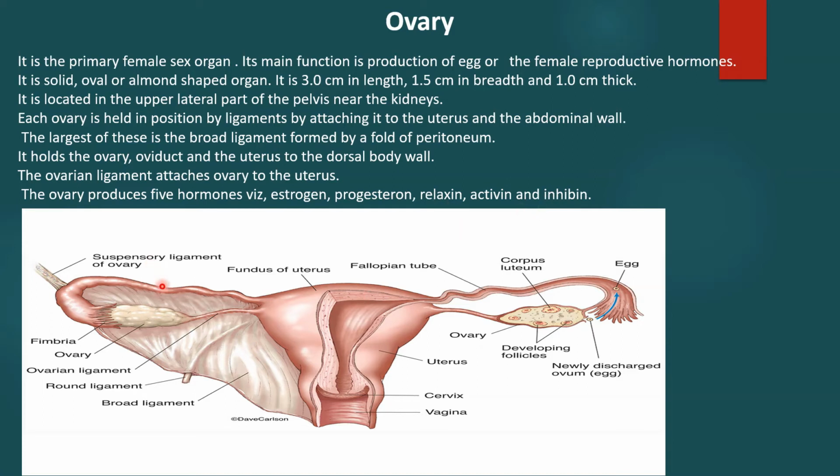So I hope you all are clear with the structure of the ovary. Please jot down the important words and statements. We are dealing with this module, the female reproductive system, with respect to the very first and primary structure, that is the ovary. Let's see the other structures.